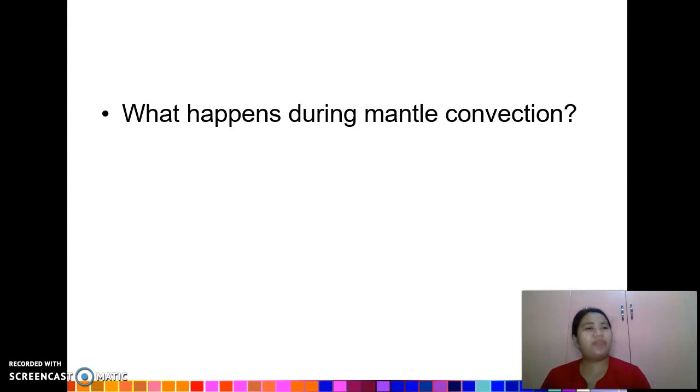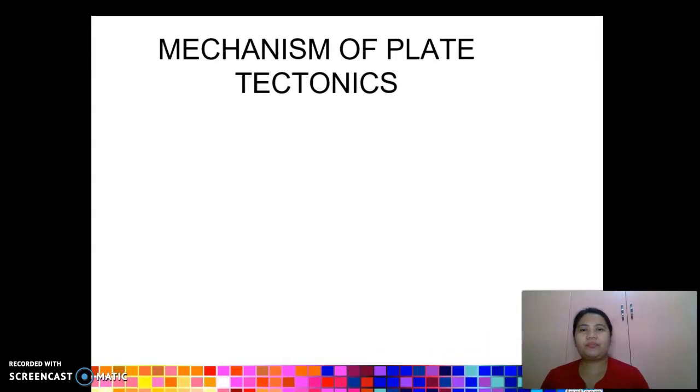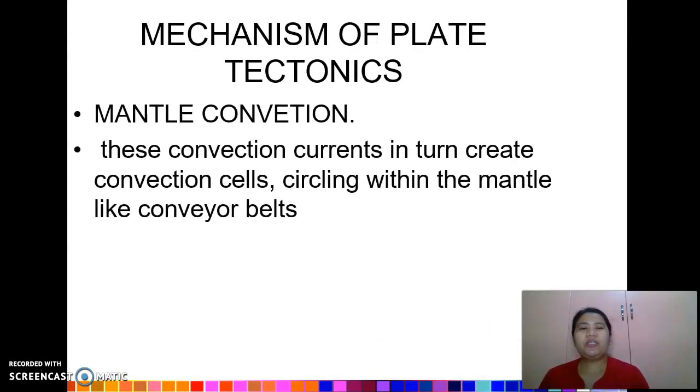This convection current broke the plates or the crust into pieces that move with respect to one another. These convection currents in turn create convection cells circling within the mantle. So as shown on the past figures, these mantle convections are actually found in different regions of the mantle. Whenever there is hot magma rising and cold material sinking on the subduction zone, then eventually there will be a formation of a convection cell on that area.